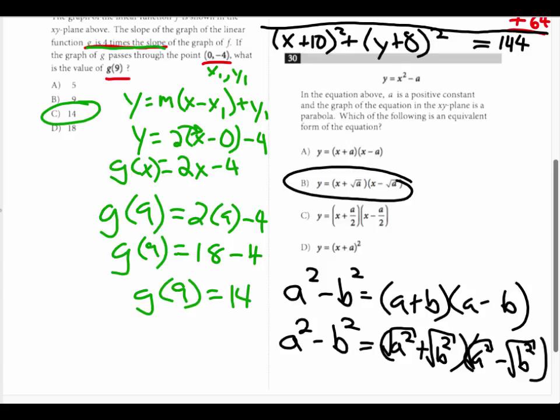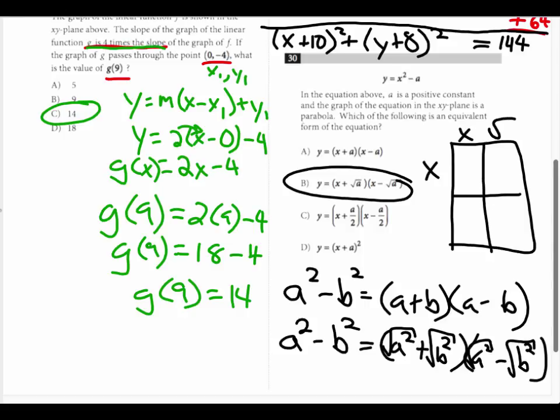Now what we could do to verify that is multiply it out and see what we get. So if I say x plus the square root of A times x minus the square root of A, I get x times x is x squared. One of these has to be negative, sorry. And then x times the square root of A, and then negative x times the square root of A. And then what's the square root of A times the square root of A? Negative square root of A squared, which is just A, right? So this whole thing becomes negative A.